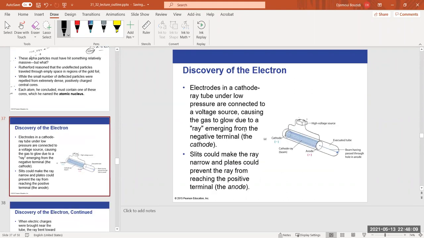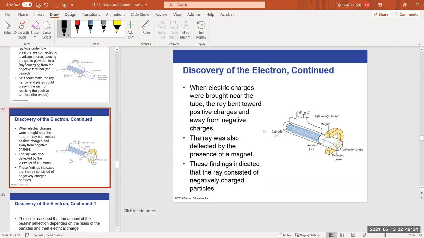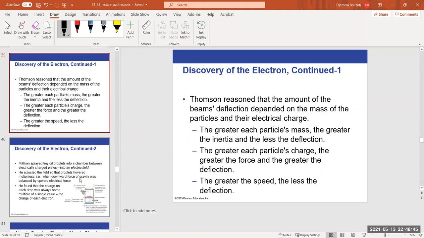Again, the electrons were discovered a long time ago, and actually its mass was discovered by Mr. Millikan's experiment. So this is Thomson's experiment, okay? Based on which way they bend in a magnetic field, that's how we determine their charges. Thomson's experiment reasoned that the amount of the beam's deflection depends on the mass of the particle. So Thomson's experiment was able to give me the ratio of e over m, the ratio of the charge over the mass of the electron.